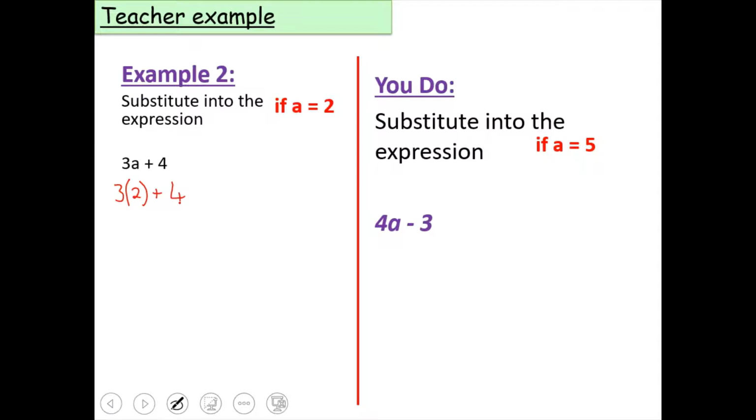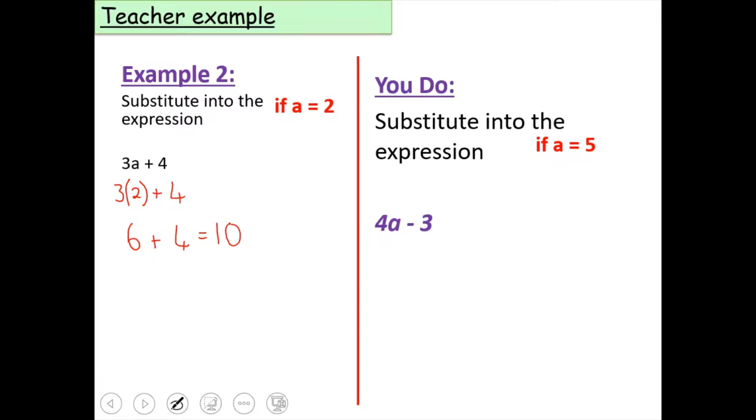So what is 3 times 2? We know that is 6. And you add the 4, and my final answer should equal 10. Just to recap, 3a plus 4. Like we said before, substitution means replacing. Replace the a with the 2, so all I've done is put a 2 in the brackets: 3 and 2 in the brackets plus 4, and work out what 3 times 2 is. 6 plus 4 equals 10.